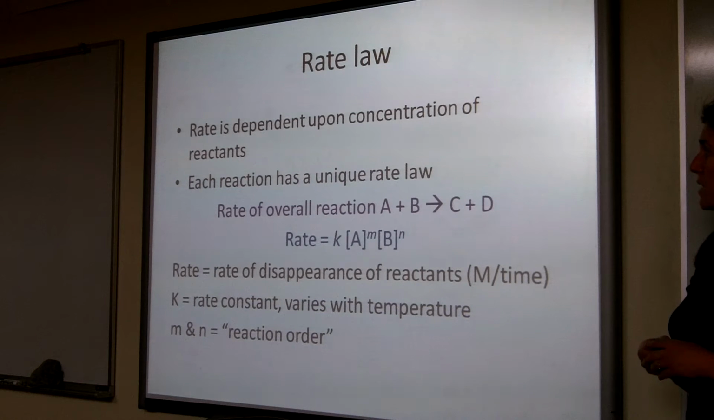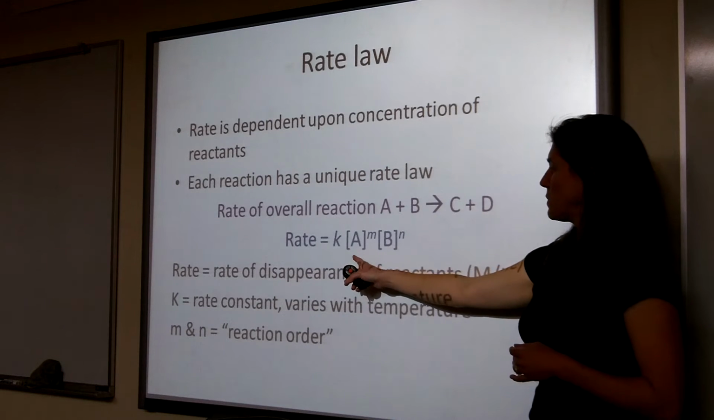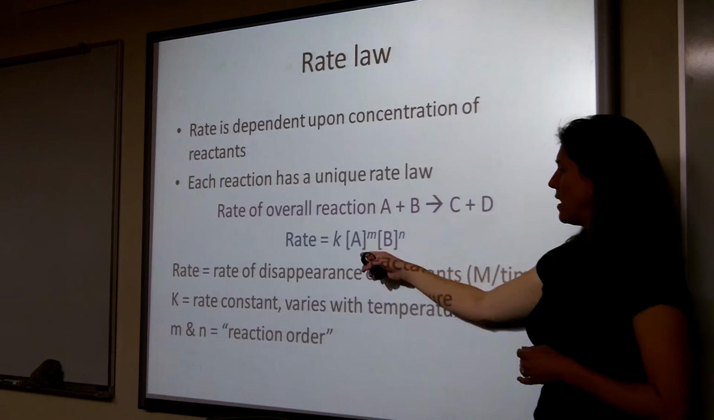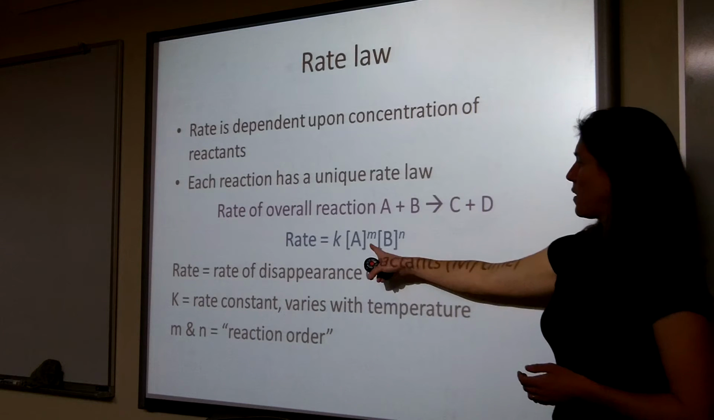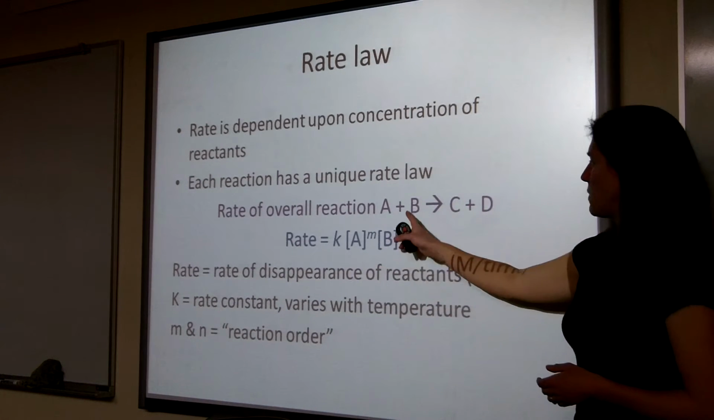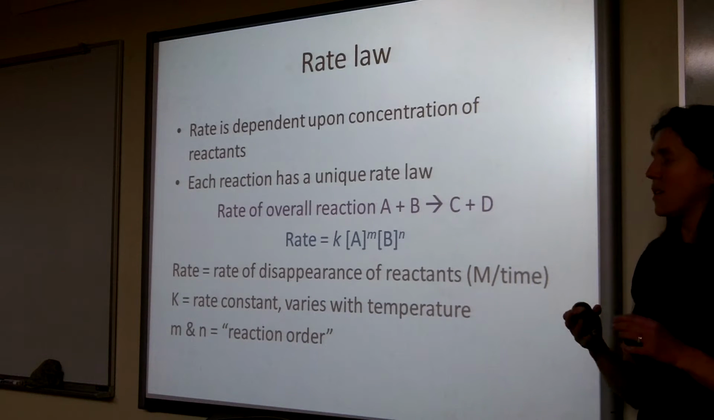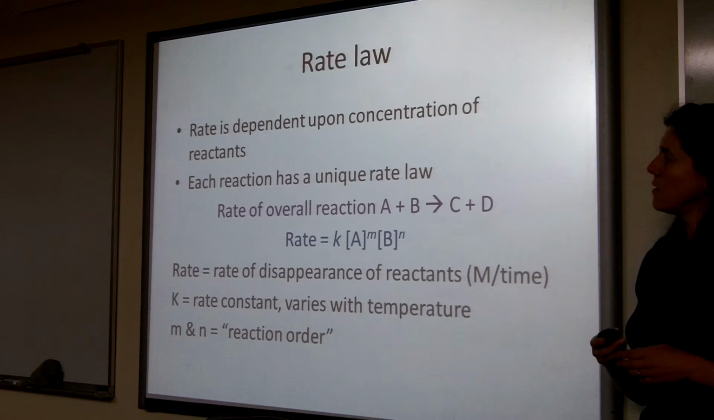And each reaction has a unique rate law. The way that we write a rate law in general is rate equals some constant k times the concentration of your reactant to some exponent. We call that exponent the reaction order. And same thing for my other reactant. The reaction order could be 0, it could be 1, it could be 2.